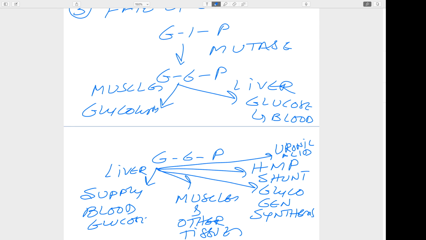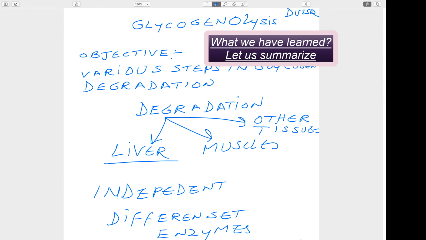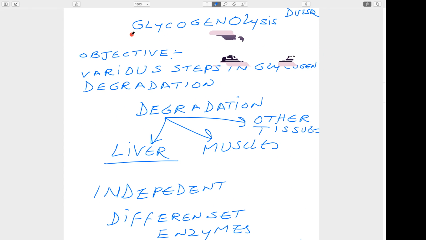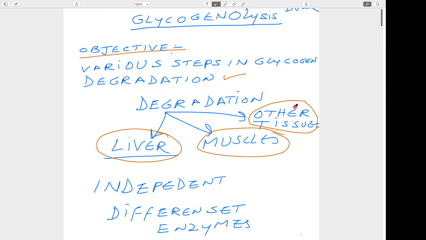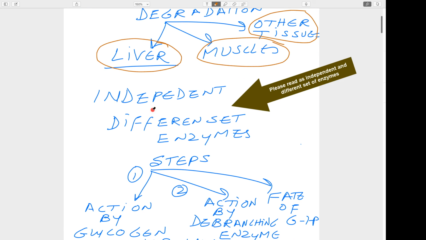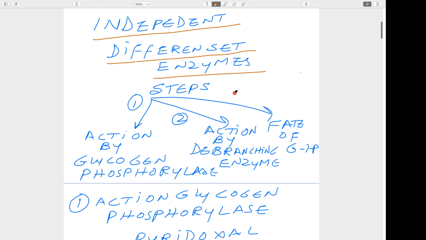Let me now summarize glycogenolysis. After completion of glycogen synthesis, in this session we have taken up glycogen breakdown. The objective was the various steps in glycogen degradation. Degradation takes place in the liver, and also in muscles and other tissues. Glycogen synthesis and the degradative pathway are independent, so different sets of enzymes are present. There are three steps.